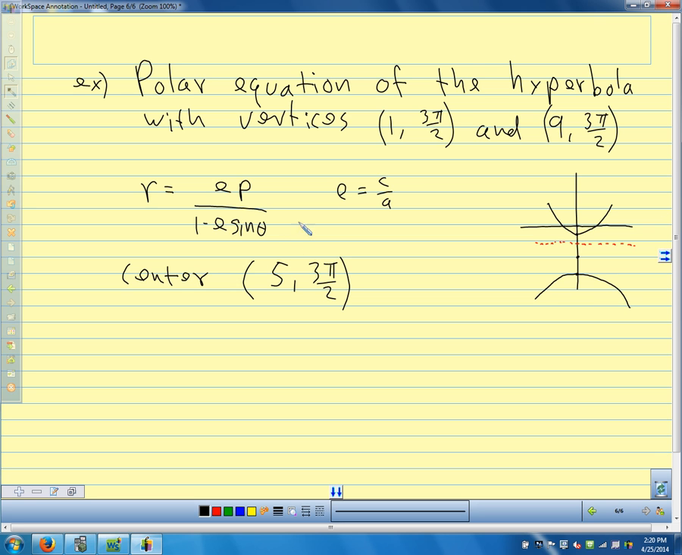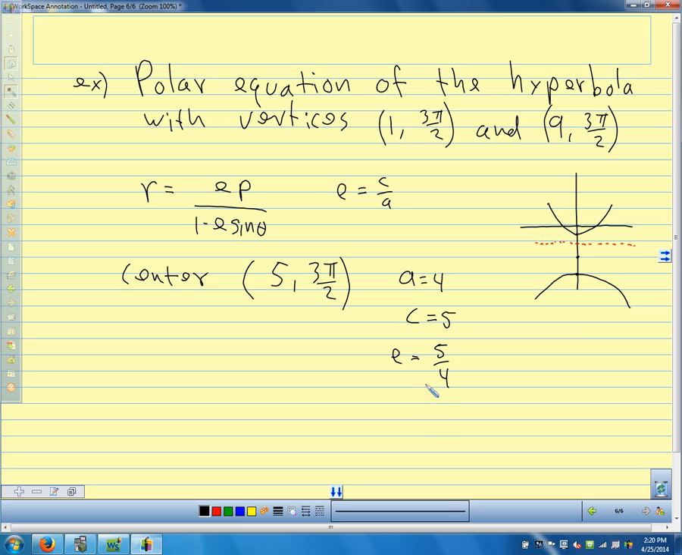How far is it from the center to a vertex? 4. So what does that give us? A equals 4. One focus is at the origin, or at the pole. So what does that tell us? Distance from the center to the focus is 5. C equals 5. So we know that E equals C over A, 5/4.